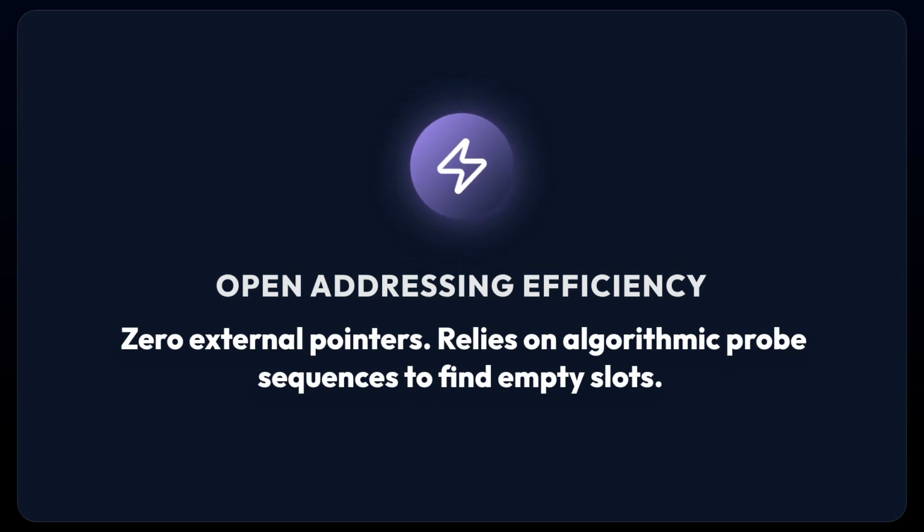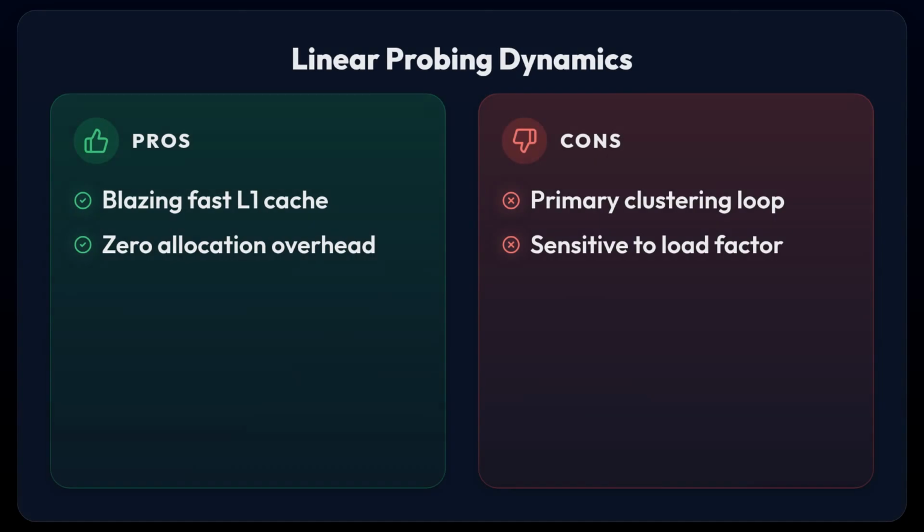While linear probing maximizes cache locality, it introduces a severe flaw: primary clustering. As slots fill up, they form solid blocks. New insertions hit these blocks and expand them further, creating a disastrous feedback loop when the table approaches capacity.